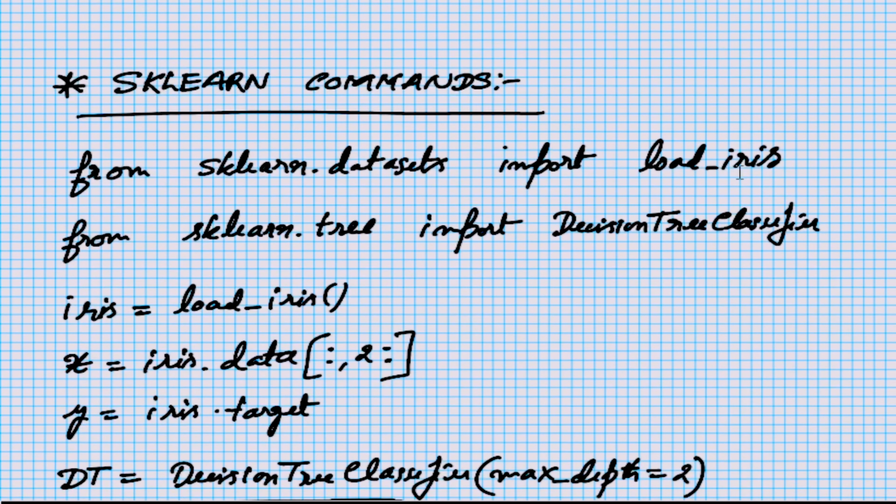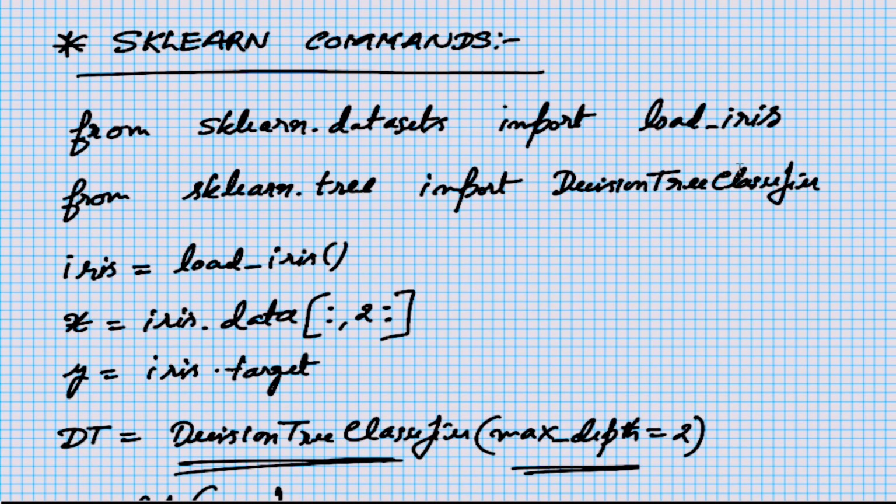So initially I gave you the commands. Again, the commands were selected from a specific library called scikit-learn. So from scikit-learn, you load a data set, you import the decision tree classifier, create an instance of your classifier and fit the classifier, etc. This is the procedure. Okay.